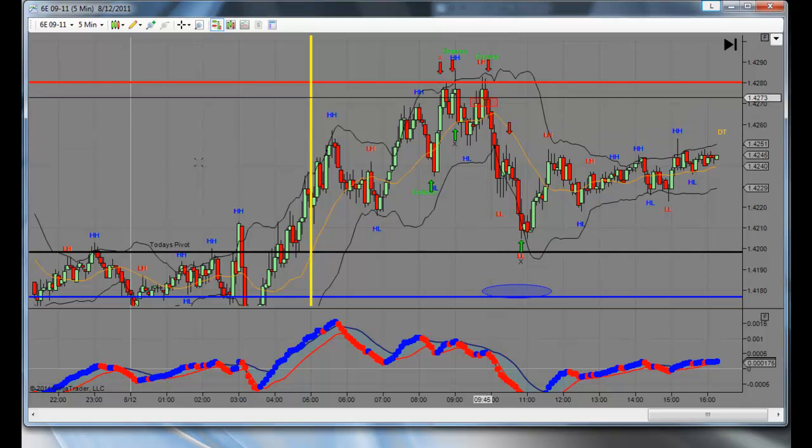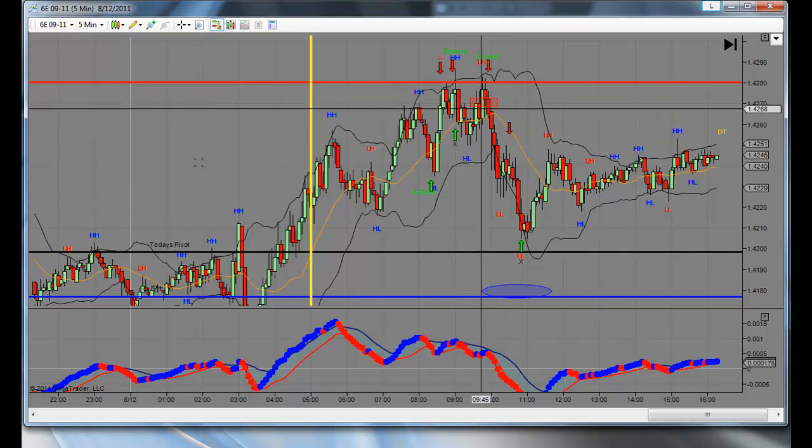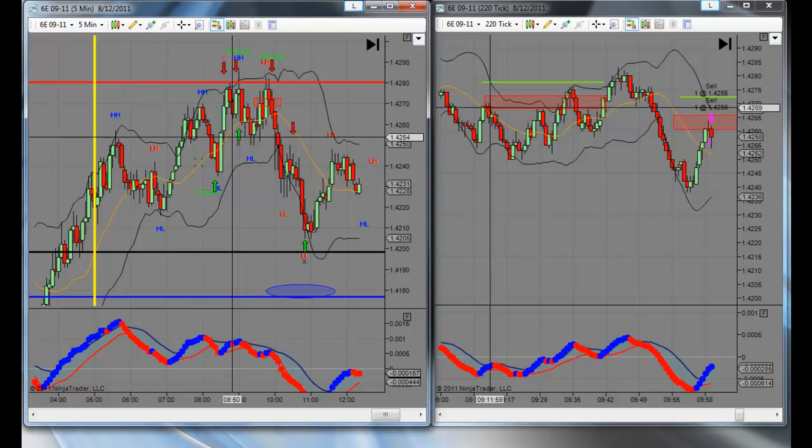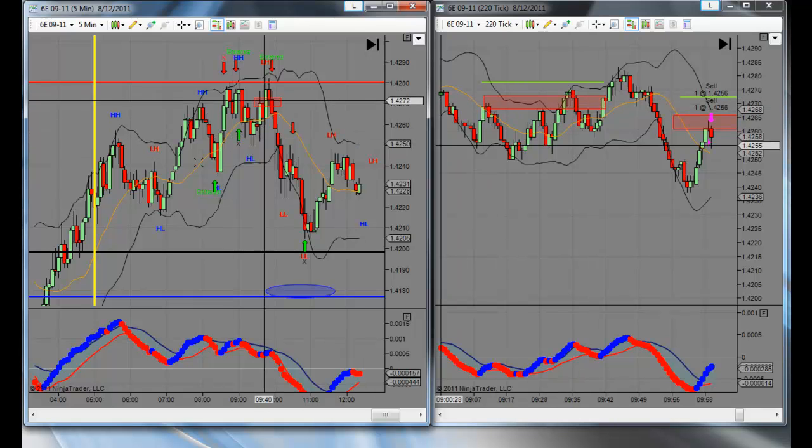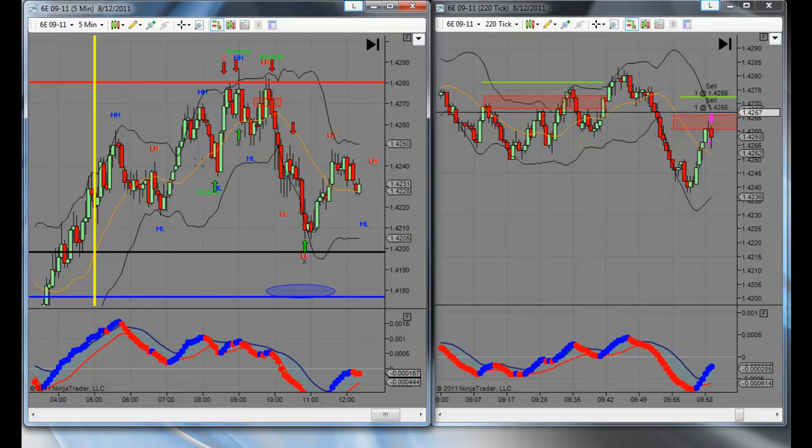So let's take a little closer look into this area, and I can show you what I was looking at during the day and what I was talking about in the room in terms of what I was planning. If I look at the shorter term time frame, this shadow area in red is this area right here. We're just taking a closer look at it on the basis of the 220 tick.